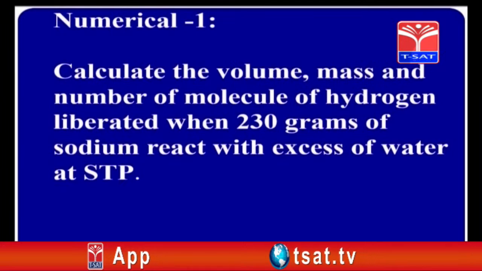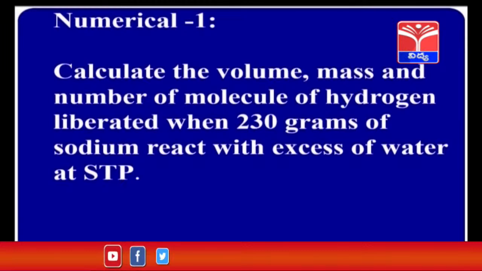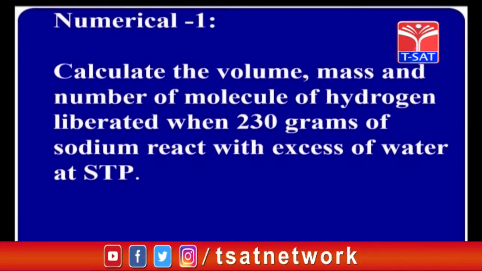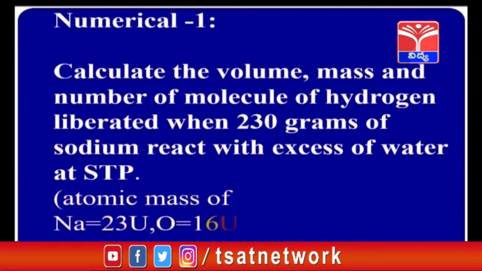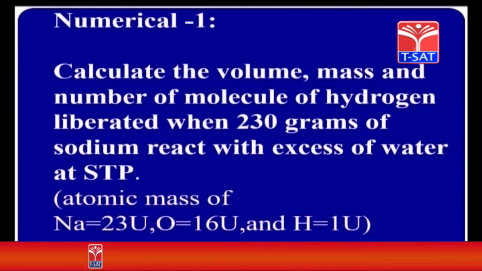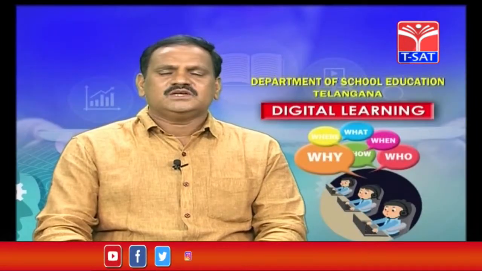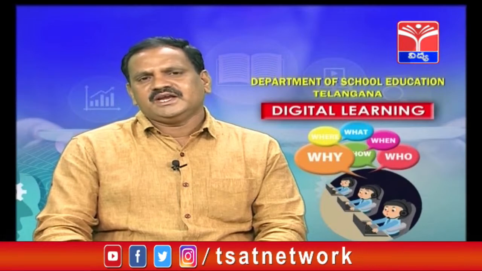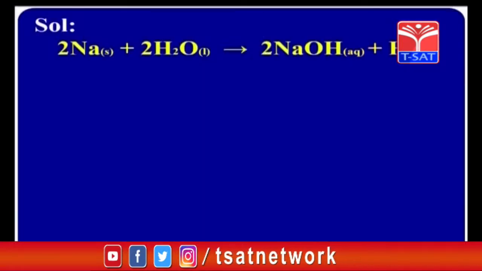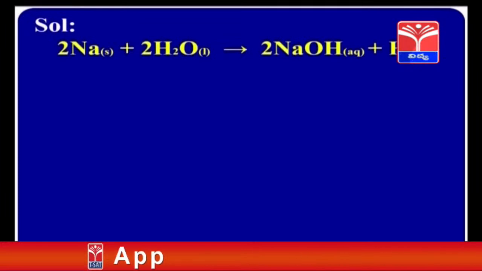Then what is standard pressure? 1 atmospheric pressure or 760 mm of Hg is known as standard pressure. Here the atomic masses are also given: sodium 23 units, oxygen 16 units and hydrogen 1 unit. Now let us solve the problem. To solve this problem, first we need to write a balanced chemical equation. In that equation, sodium is reacting with water.